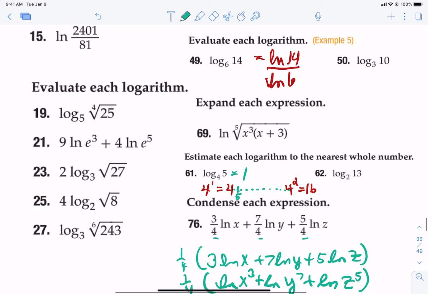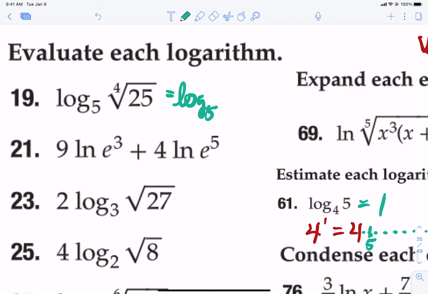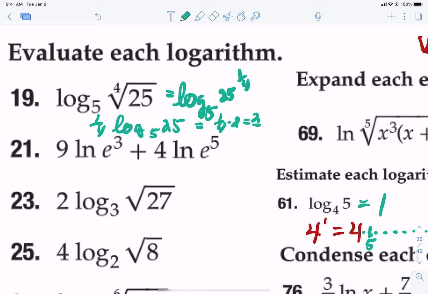So first off, let's do 19. A 1/4, or a 4th radical, down in front. Now, look at this piece. This becomes very, very easy. What power do you put on a 5 to get 25? That's 2, right? So that's going to be 1/4 times 2, or 2/4, so the final answer is 1/2. Makes things pretty good, right?